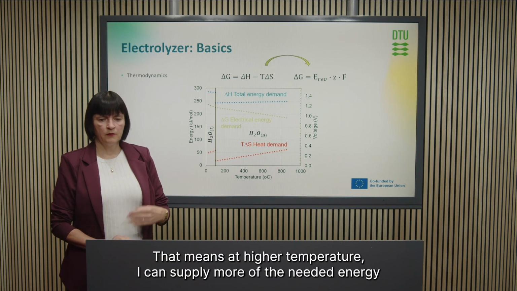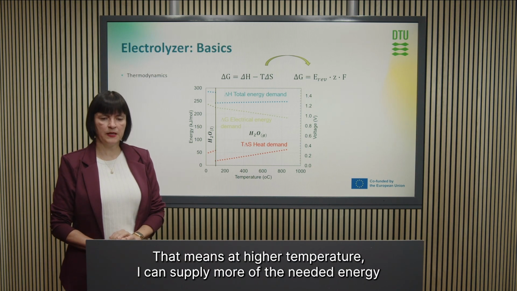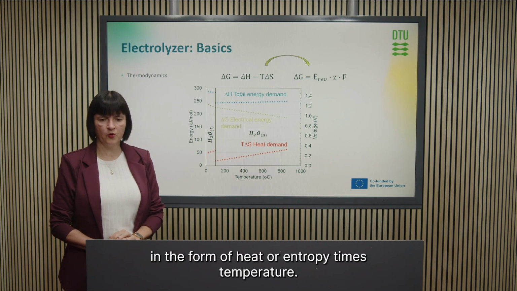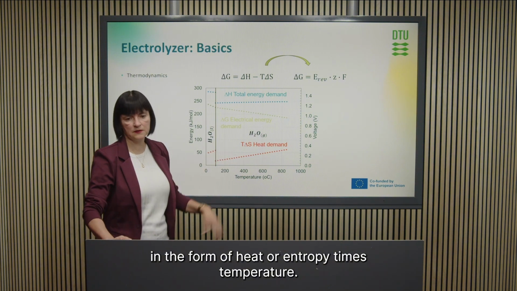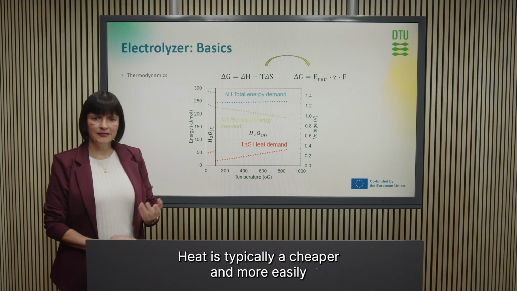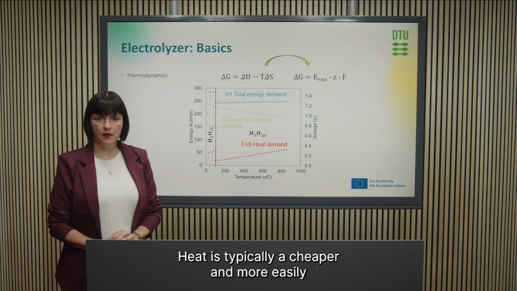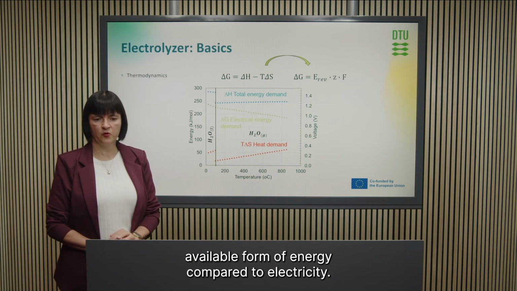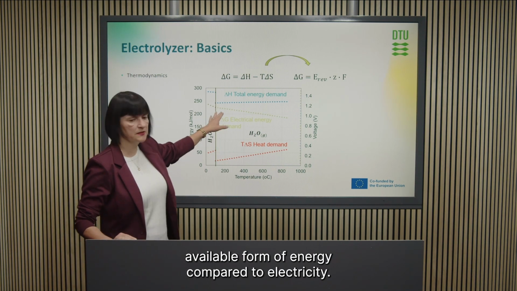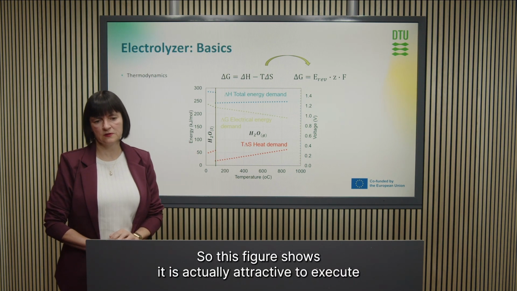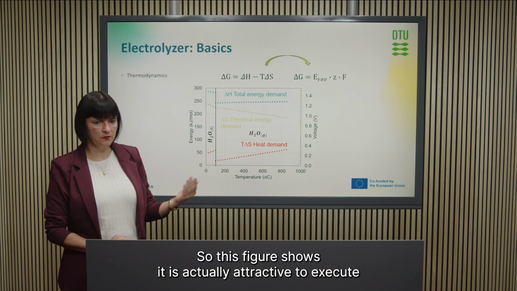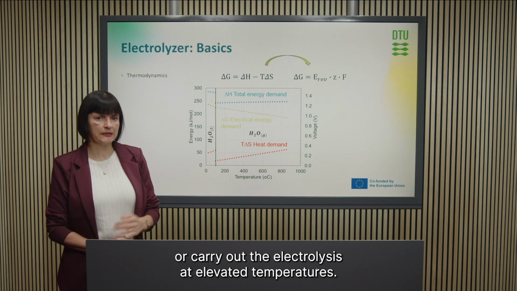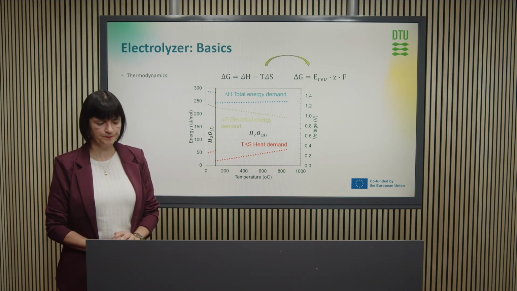That means at higher temperature, I can supply more of the needed energy in form of heat, or entropy times temperature. Heat is typically a cheaper and more easily available form of energy compared to electricity. So this figure shows it is actually attractive to carry out the electrolysis at elevated temperatures.